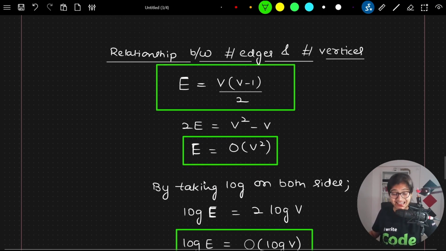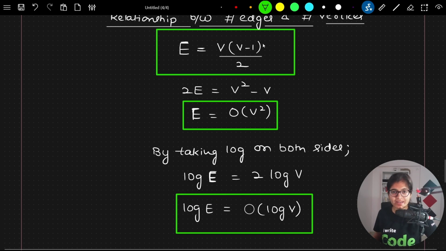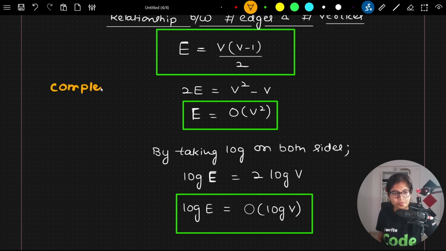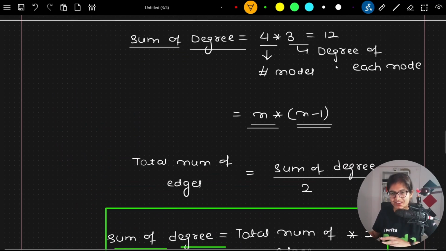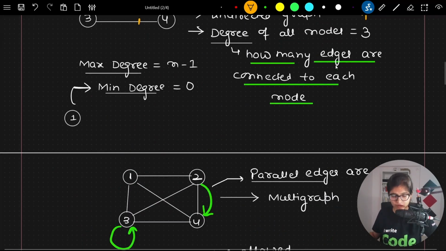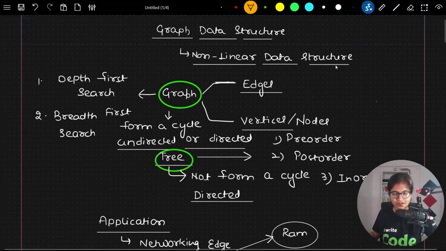Again, this part is valid only when I am talking about the complete graph, not in other graphs, because only in the complete graph does this particular relationship hold true, not for the other kinds of graphs that we have, right? I hope that whatever basics I wanted to cover in this part of the session, I have completed.